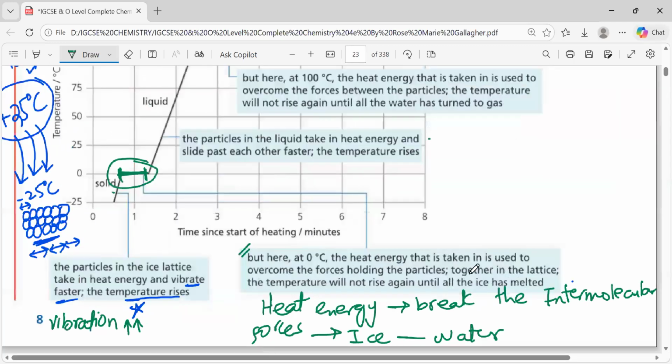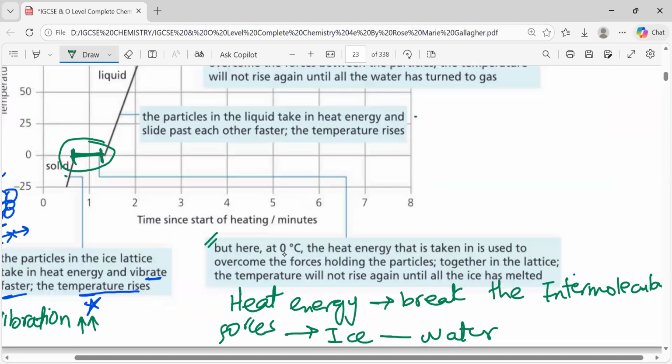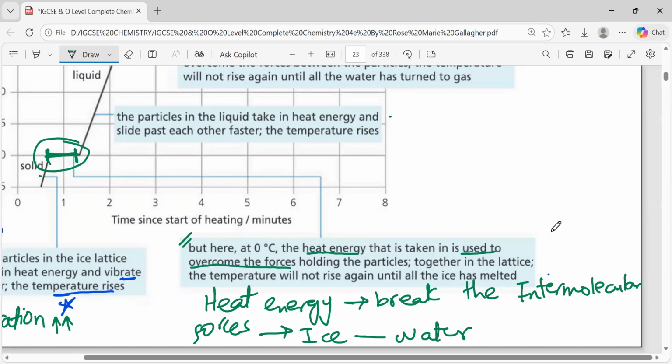But here at 0 degrees Celsius, the heat energy that is taken is used to overcome the forces holding the particles together in the lattice. The temperature will not rise until all the ice has melted. So what they have mentioned here, why is the temperature not rising? Because the heat energy is used to overcome the forces. Overcome means to break the forces, to break the intermolecular forces.